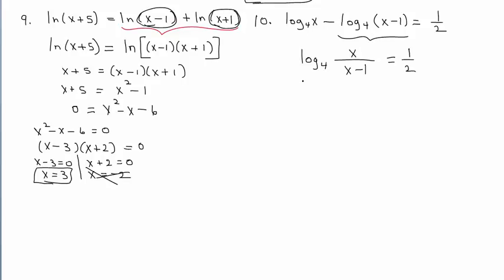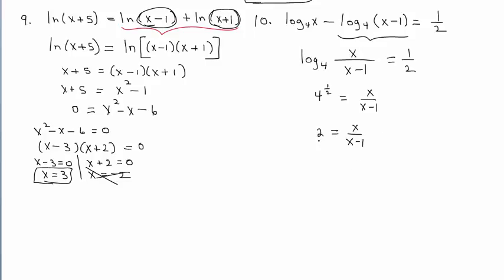Sure, because now I can change it to an exponential equation. So 4 raised to the 1/2 power equals x over x minus 1. I know what 4 to the 1/2 power is. It's the square root of 4. 1/2 means square root, so square root of 4 gives 2. 2 equals x over x minus 1.